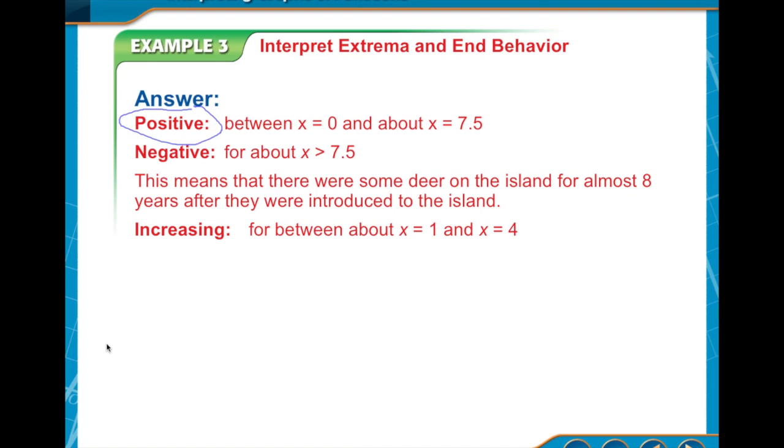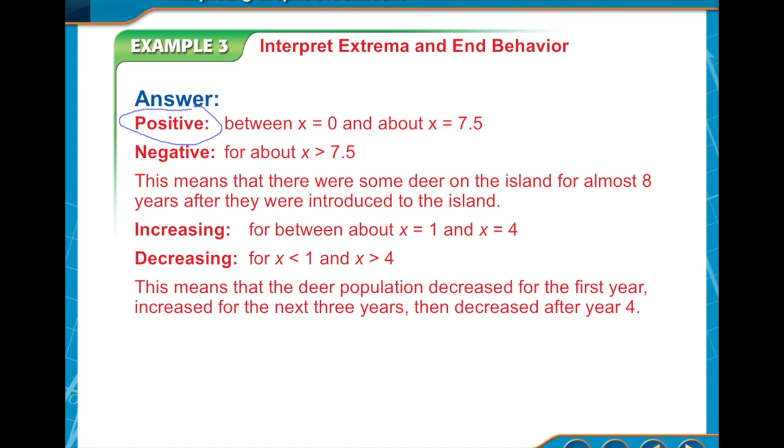Also, we see it's increasing in the beginning, then it decreases, and that describes our deer population. So it increases a bit and it decreases. So you can just say that it increases and decreases. It does both of these things. Just have that down.